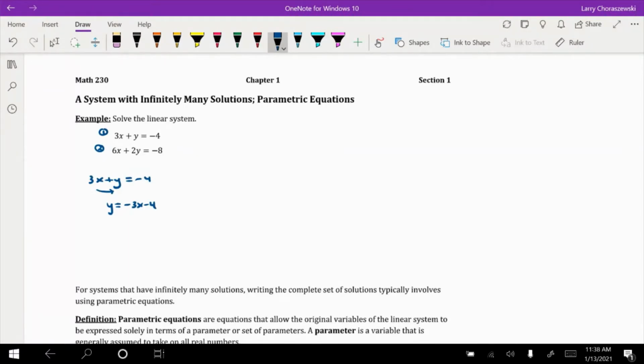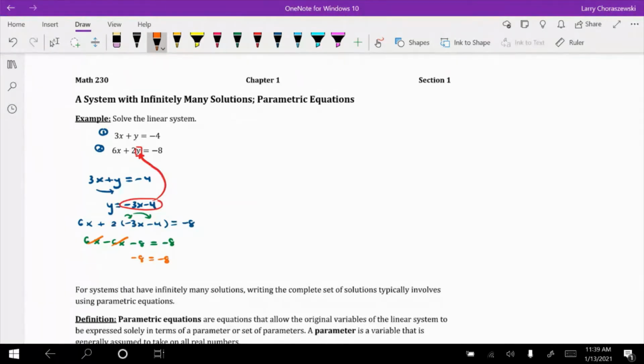And now we're assuming that the variables x and y are the same 2 variables in both equations. So if we have this expression for y, -3x minus 4, what it means for us is that we're allowed to replace -3x minus 4 into the y that's part of the second equation. Now when you do that, you're going to get 6x plus 2 times -3x minus 4 equals -8. And we'll go ahead and distribute the 2 to clear parentheses. It's going to give us 6x minus 6x minus 8 equals -8. Now the 6x terms cancel out, and we're ultimately left with -8 equals -8.